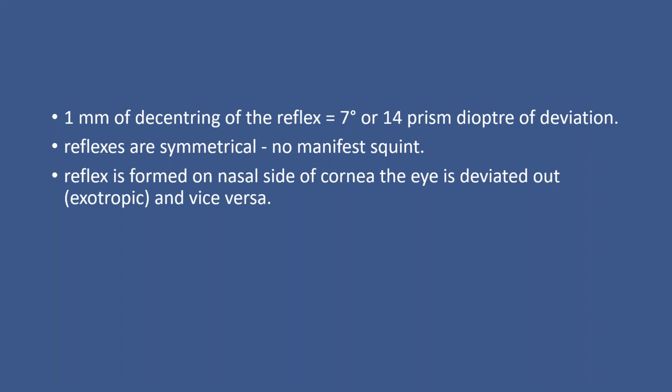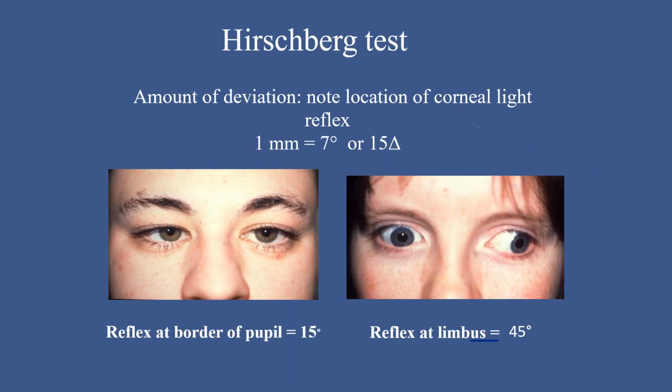And what happens is when the eye is deviated inwards, the corneal reflex formed from that torchlight will be deviated outwards. So if the eye is esotropic, the corneal reflex will be formed temporally. And if the eye is exotropic, then the corneal reflex will be formed nasally. All right. And coming to Hirschberg's test, I've already told you all this.